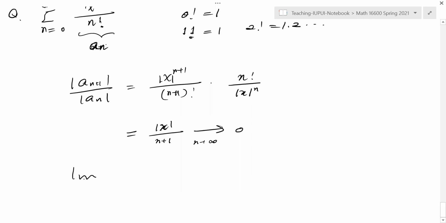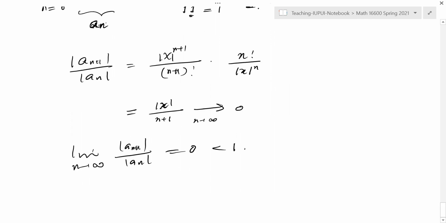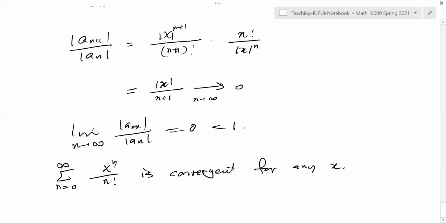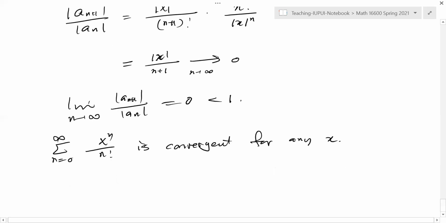I find out that no matter what value of x you choose, this limit is always equal to 0. So in other words, this limit is 0, which is always less than 1. That means this series is always convergent for any value of x. Wow, so this is pretty nice.